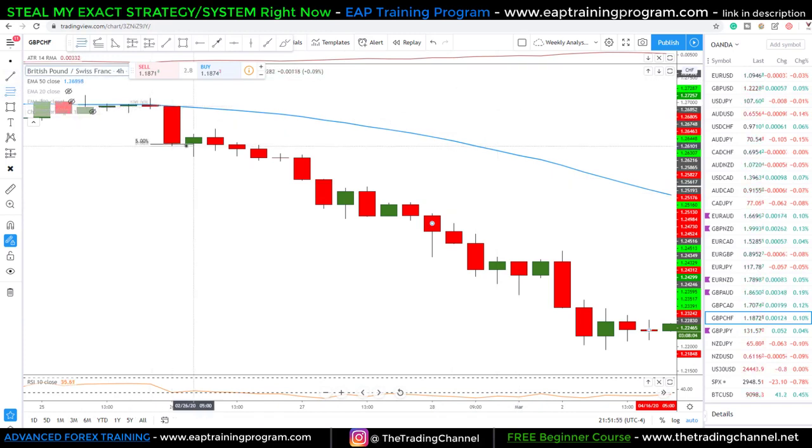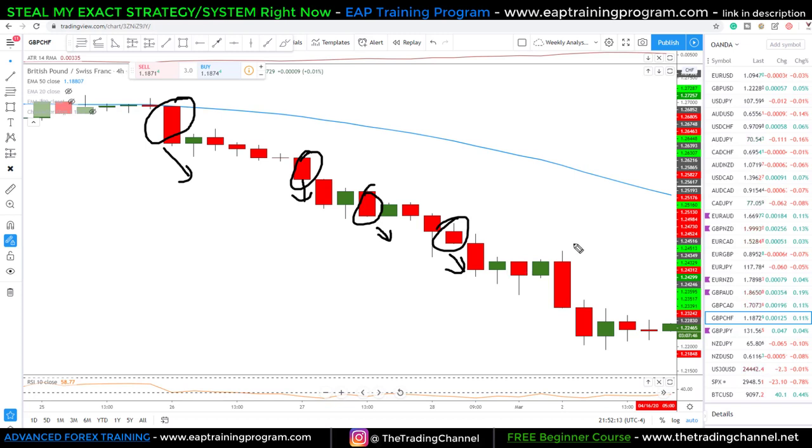Did you spot this one? Here at the top, we have one here. Let's keep looking. I'll circle it. One there, market falls. We have another one here, market continues to fall. Another one here, market continuing to fall. Another one here, market continuing to fall. And another one here, market falls again.